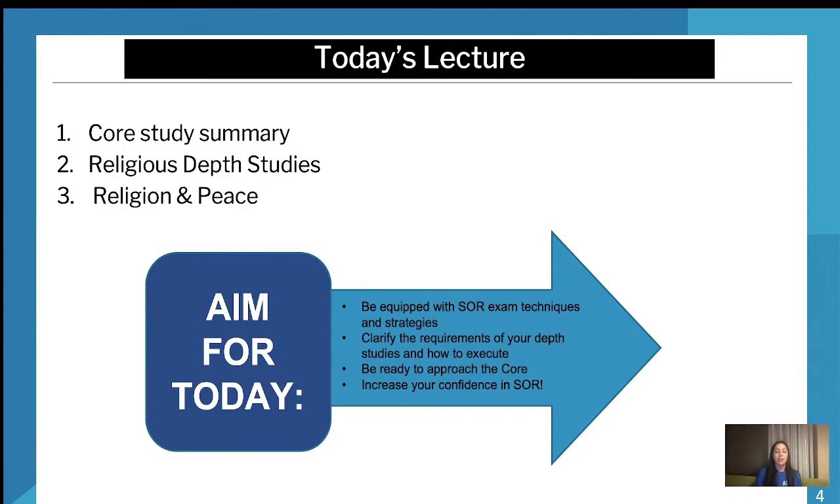We're also going to clarify the requirements of your depth studies and how to execute them, and make sure that you're ready to approach the core, including general study skills for SOR. So it's a pretty general SOR lecture. Whether you're doing SOR1 or SOR2, it's going to relate. Now, if you are doing SOR1, for our last section on religion and peace, you're free to leave early.